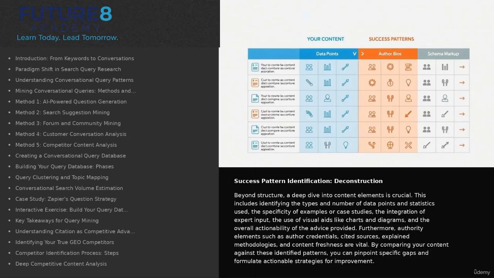Beyond structure, a deep dive into content elements is crucial. This includes identifying the types and number of data points and statistics used, the specificity of examples or case studies, the integration of expert input, the use of visual aids like charts and diagrams, and the overall actionability of the advice provided. Furthermore, authority elements such as author credentials, cited sources, explained methodologies, and content freshness are vital. By comparing your content against these identified patterns, you can pinpoint specific gaps and formulate actionable strategies for improvement.